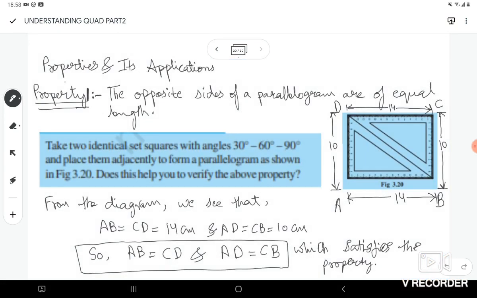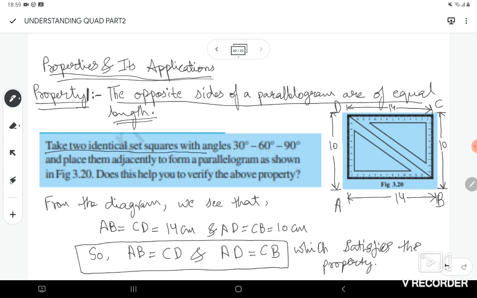Now moving on to the properties of a parallelogram and its applications. The first property says the opposite sides of a parallelogram are of equal length. We can clearly see this by taking two identical set squares with angles 30 degrees, 60 degrees and 90 degrees and placing them adjacently to form a parallelogram, as you can see in the figure.